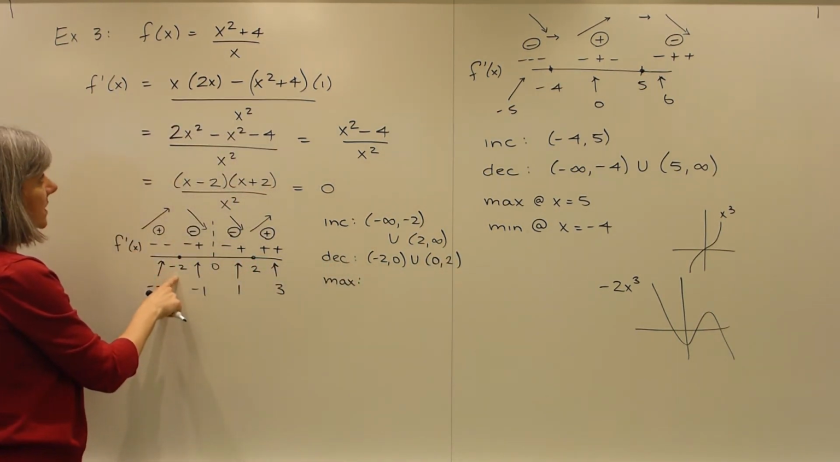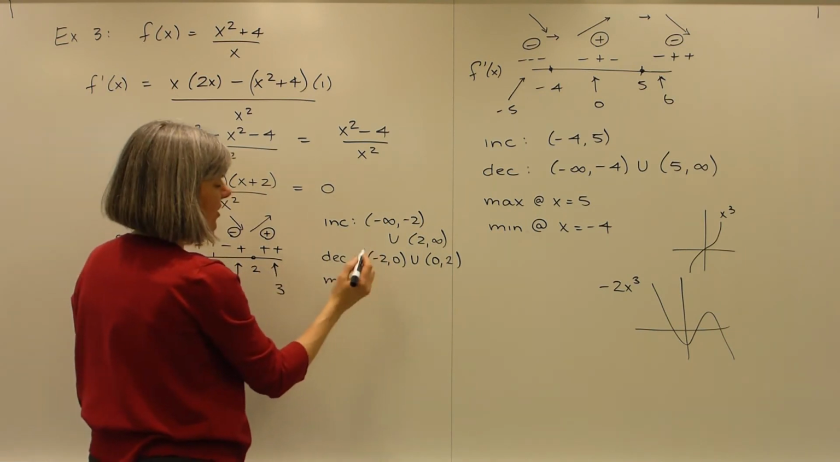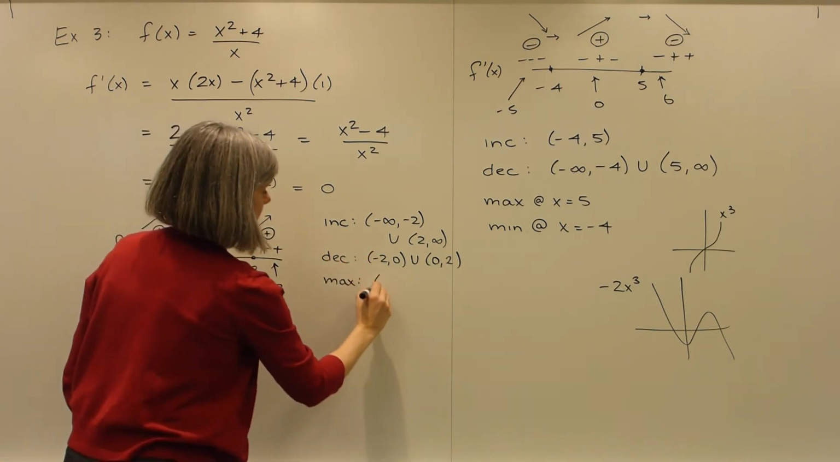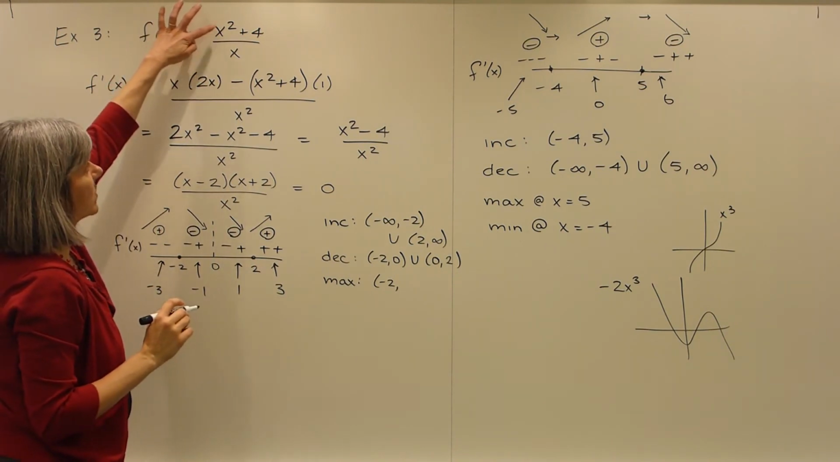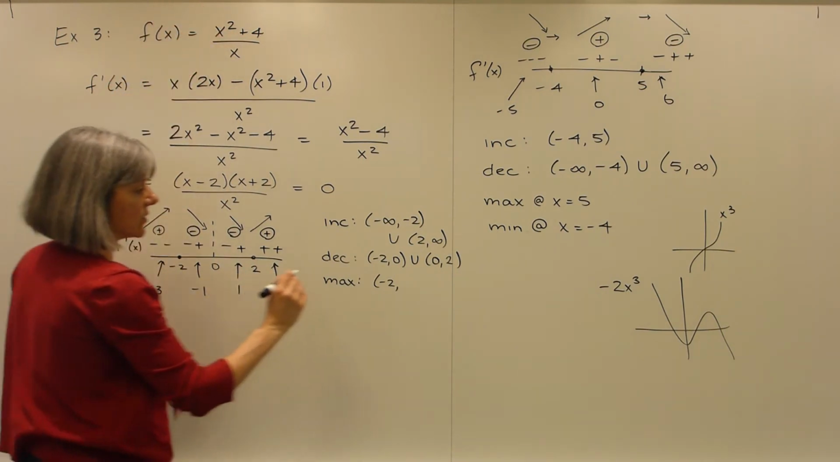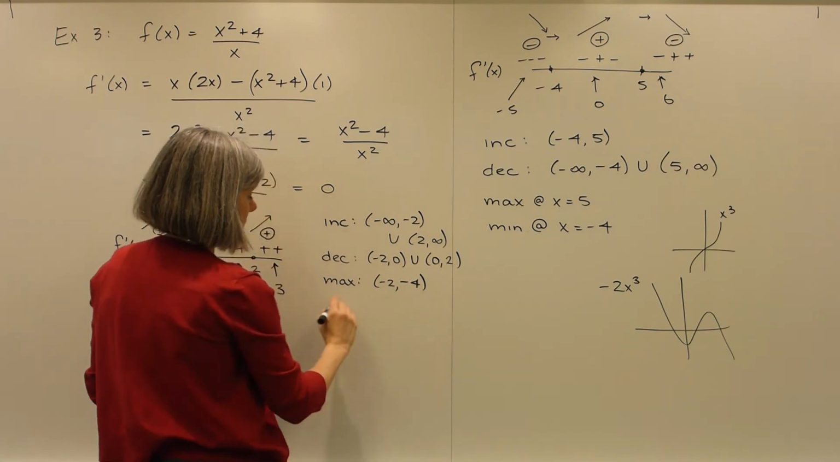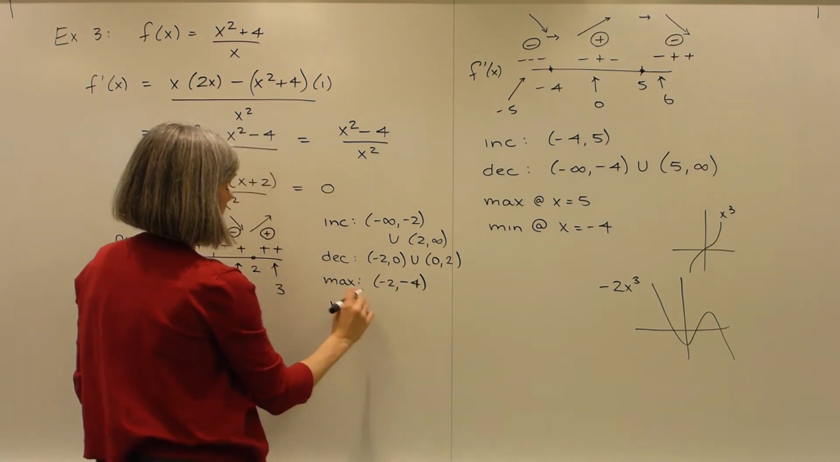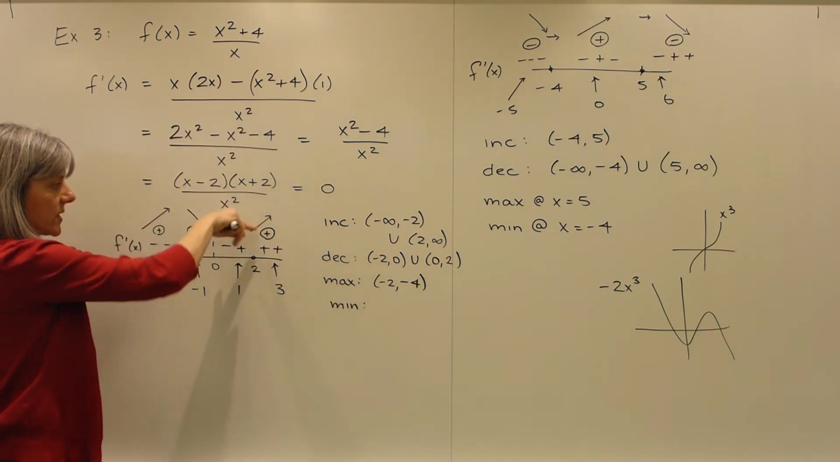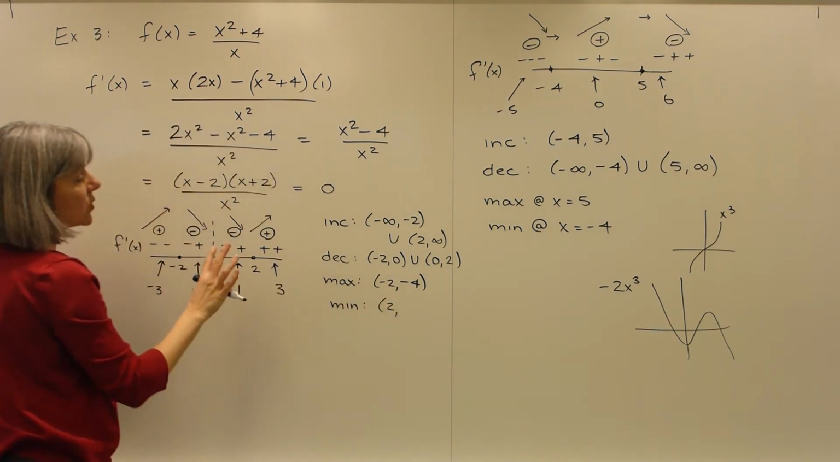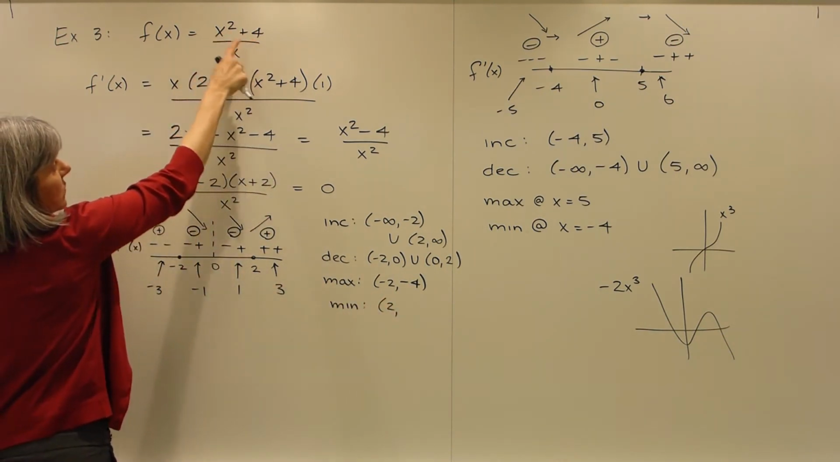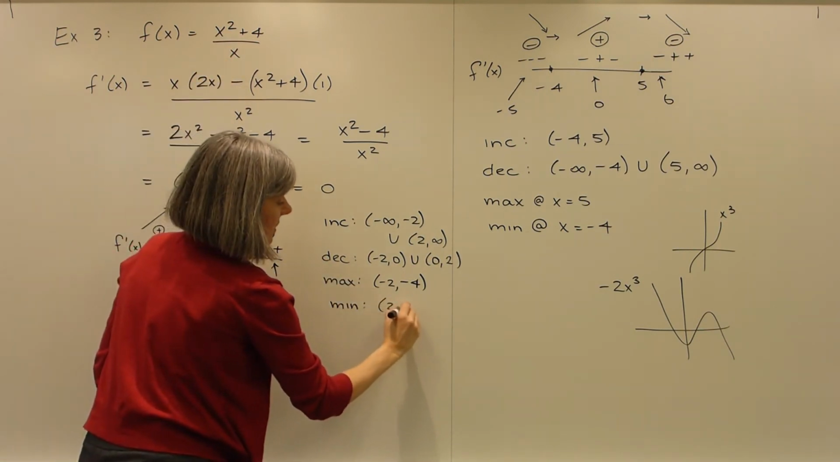The max happens at x equals negative 2. And actually, this is one, let's go ahead and figure this out. So x equals negative 2. If I put a negative 2 here, I get 4 plus 4 is 8, divided by negative 2, negative 4. Min is going to happen here where the function is going down and then coming up. So the min will happen at 2. The local min, 4 plus 4 over 2 is 4.